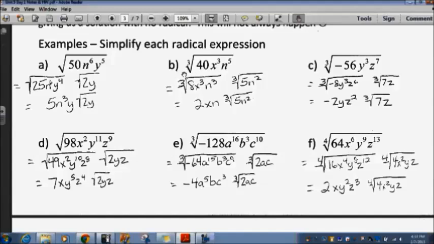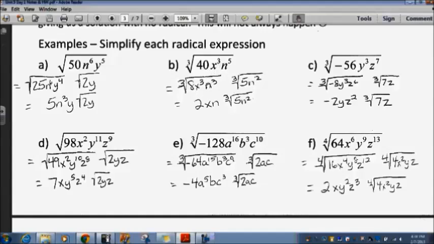Okay, let's look at B. The cubed root of 40x cubed n to the 5th. Again, breaking it into 2 radicals. Everything that's a perfect cube under my first radical. Everything that's not a perfect cube under my second radical. So I would break down the cube root of 40 as the cube root of 8 times the cube root of 5, because 8 times 5 is 40, and 8 is a perfect cube.